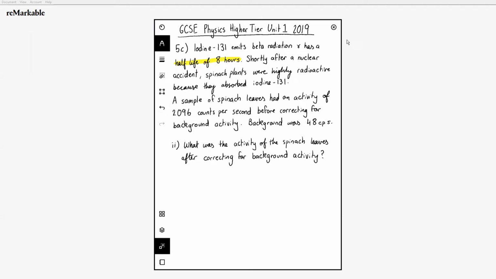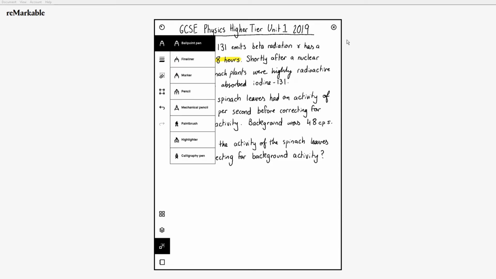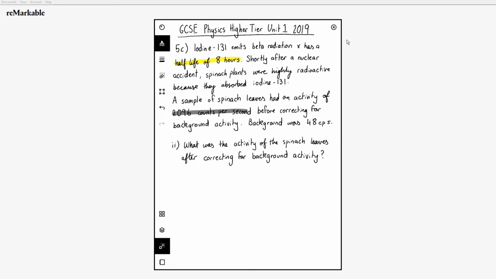Shortly after a nuclear incident, spinach plants were highly radioactive because they absorbed the iodine-131. A sample of spinach leaves had an activity of 2096 counts per second. I'll highlight that as well. Before correcting for background activity, background was 48 counts per second. So then it asks us, what was the activity of the spinach leaves after correcting for background activity?